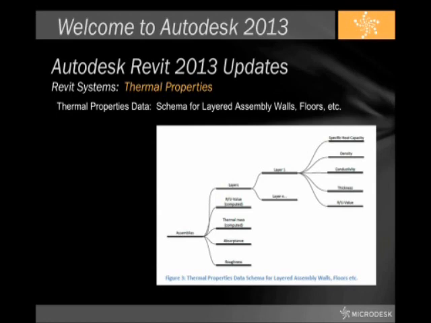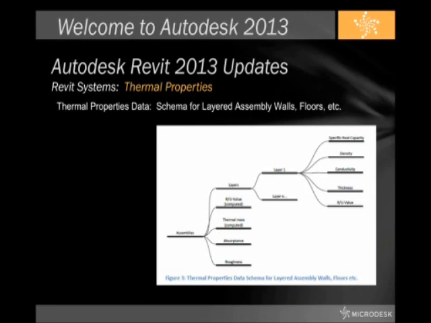So looking at the thermal properties, this is really just breaking this out a little bit further to get a better understanding of exactly what we're able to gather from it. So the thermal properties data, Revit now provides the ability to add and modify the thermal properties of walls, floors, roofs, windows, and so forth.